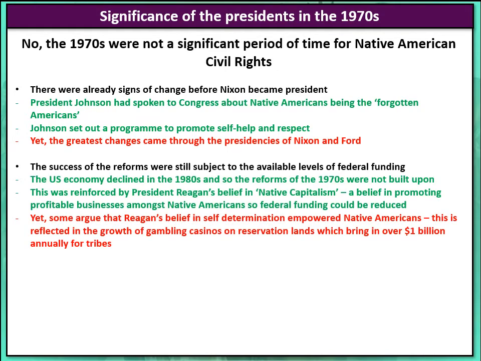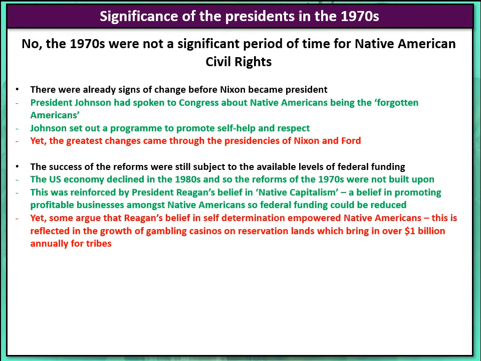A stronger argument is to say that the success of the reforms was still subject to the available levels of federal funding. To give an example of this, if we look into the 1980s, when the US economy declined, many of the reforms of the 1970s were not built upon. And so we can question quite how long-lasting some of these changes were.